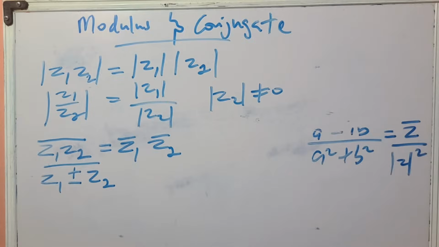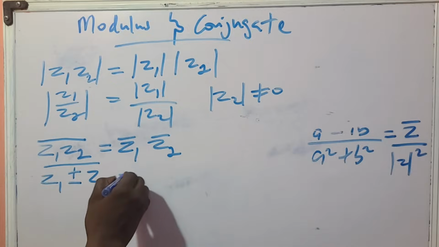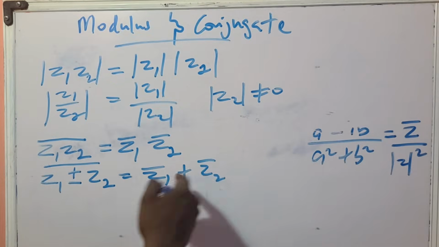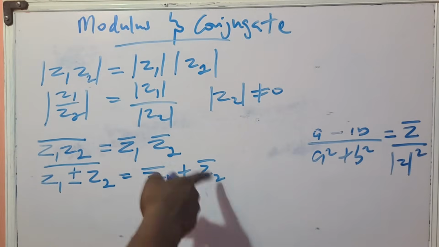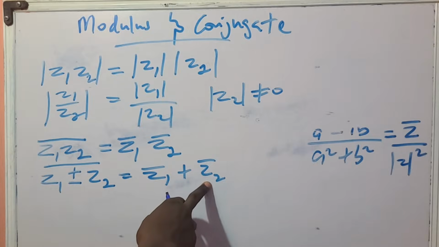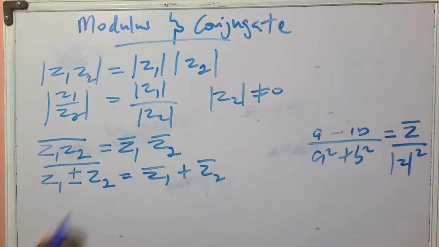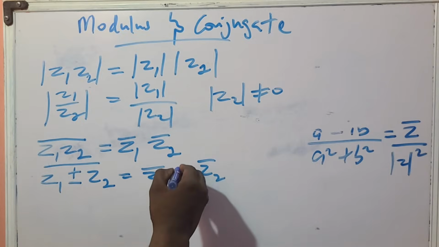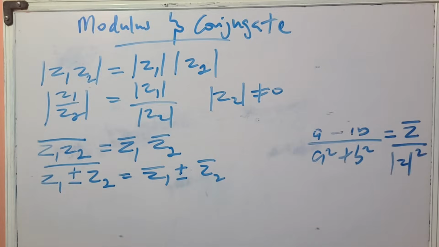Pick two complex numbers, add them together, find their conjugate. Your result must be the same thing as when you split the two complex numbers and found their conjugates and then added the results. That means you found the conjugate of Z1 first, found the conjugate of Z2, and the results you got, you added them together. It will be the same thing. Of course, since we added minus there, it's also going to be the same thing if you are dealing with minus. So these are very important properties you must note while dealing with complex numbers.